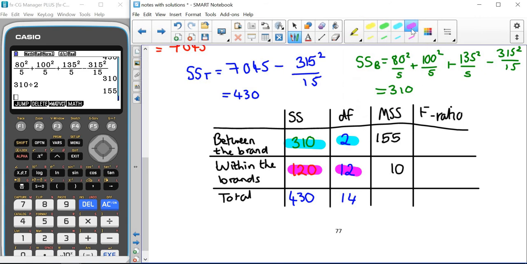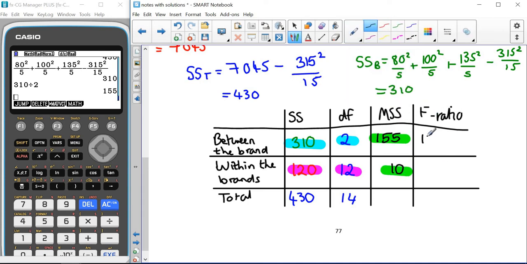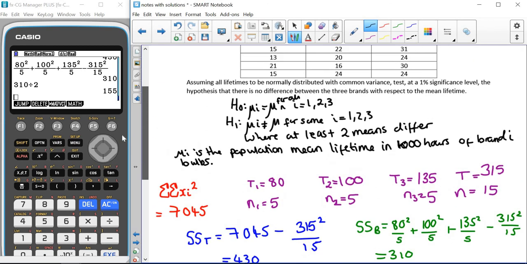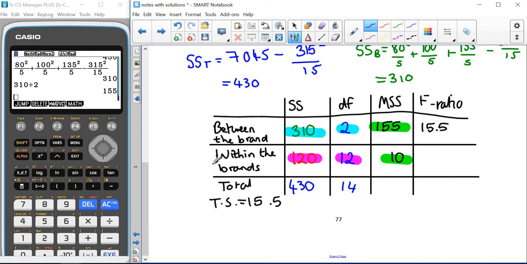Now to find our F ratio, we have to do the mean of the sum of the squares between the brands divided by the mean of the sum of the squares within the brands. So that ends up giving us 15.5. So for this question, our test statistic ends up being 15.5. If we have a quick look at what we were trying to answer, it was a 1% significance level. We always treat these as being one-tailed. It's a bit like chi-squared.